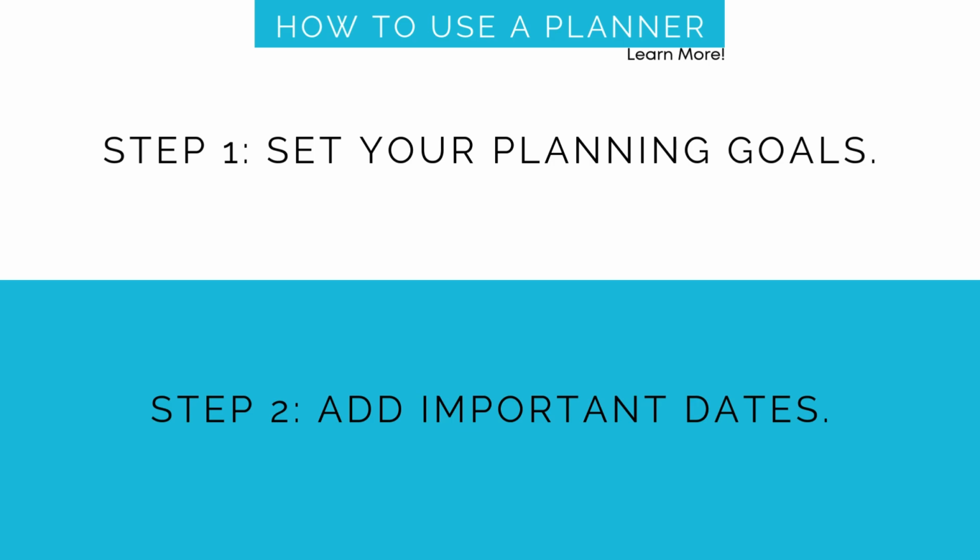We know getting organized is essential, and using a planner to do that is ideal. But how do you go about using a planner in the first place? Well, according to Erin Condren, who is one of the pioneers of the planner world, the first thing you need to do is set your planning goals. Before you start using your organizer, you need to think about what you want to achieve with it.